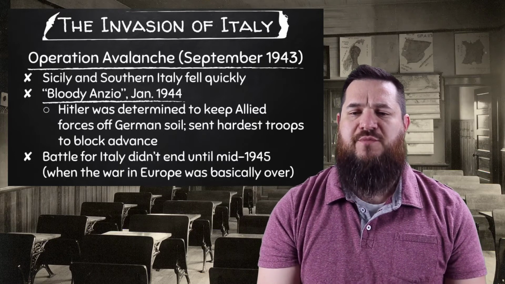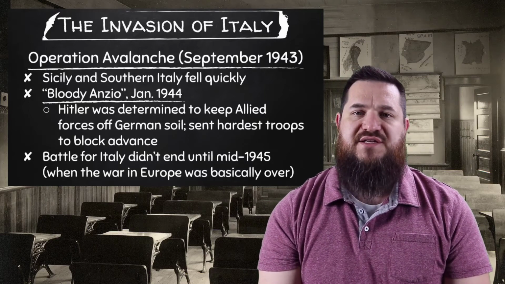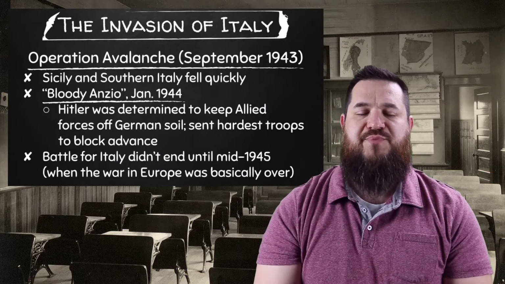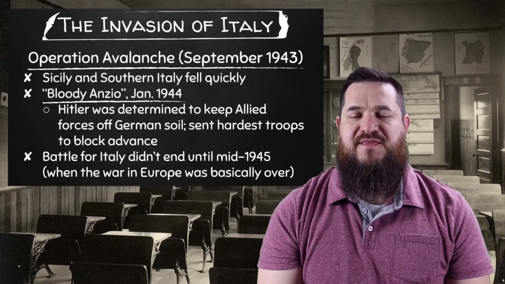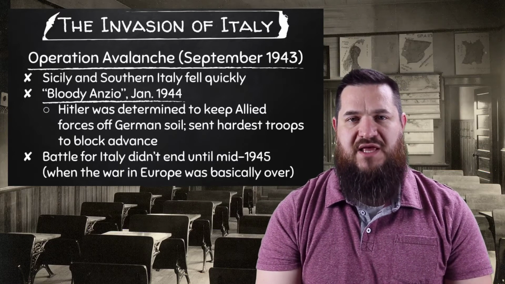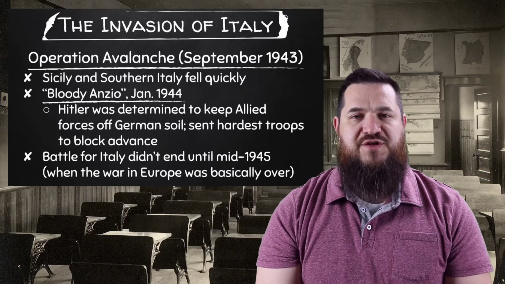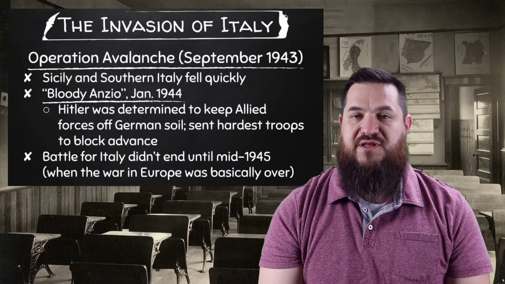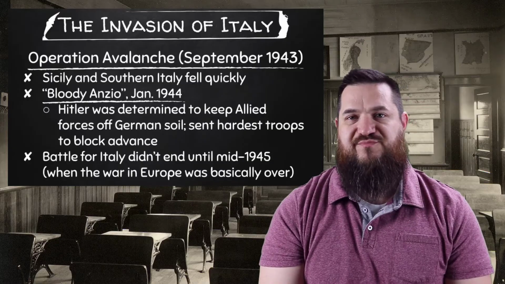Hitler was bound and determined to keep Allied forces off German soil. In order to do that, he knew he had to stop the Allies from invading Italy. So he sent some of his biggest, baddest, most battle-hardened troops to block the way. This is where the battle for Anzio gets its name. It's called Bloody Anzio. With a name like Bloody Anzio, can you guess what the fighting was going to be like? Things really kind of bogged down from there, and really and truly, the battle for Italy really didn't end until mid-1945, when the war for Europe itself was basically over.